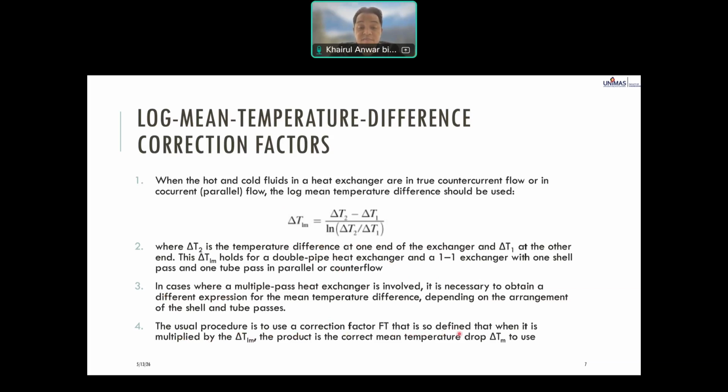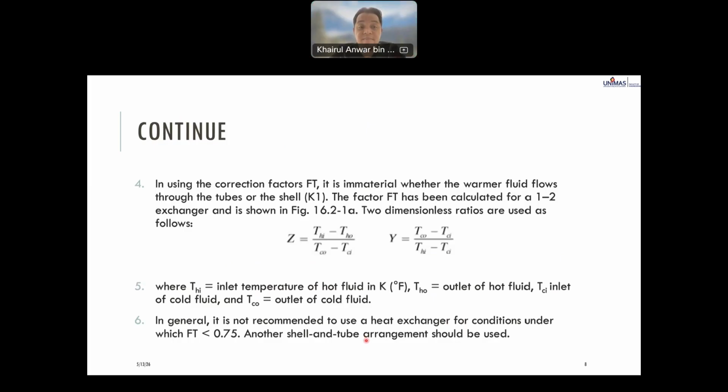So that is defined so that when it is multiplied by delta TLM, the product is the correct mean temperature drop, delta TM, to use. So other than a double pipe exchanger and a 1-to-1 exchanger, we need to calculate the FT correction factor. In using the correction factor FT, it is immaterial whether the warmer fluid flows through the tube or the shell.